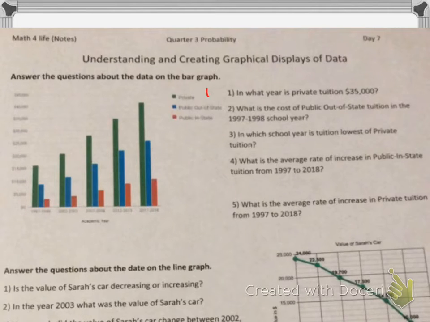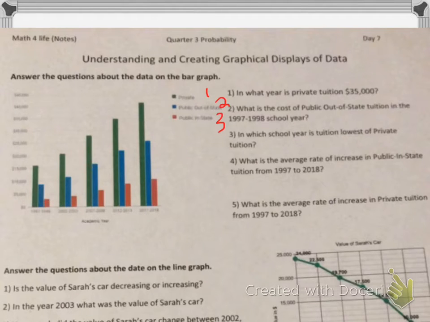Private is always going to be the first column of graphs that you have right here on your bar graph. The public will always be the second graph, the one right next to that, and the public in-state will always be the third one listed. Just keep that in mind so that we're not wondering which order they're going in. They're always in that same order. First bar graph is private, the second one is public out of state, and the third one is public in-state. So as we're looking at that data, just keep that in mind.